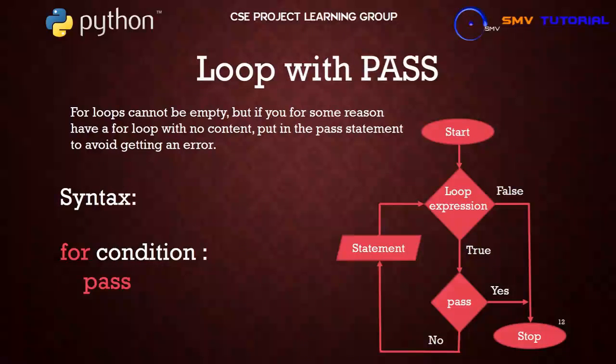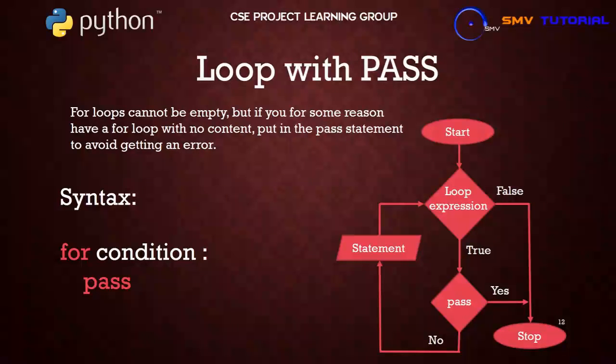The final one is loop with pass statement. A for loop cannot be empty, but if for some reason you have a for loop with no content, put in the pass statement to avoid getting an error. So the pass statement is used only to avoid errors in the code. It is used only for error avoiding purposes.